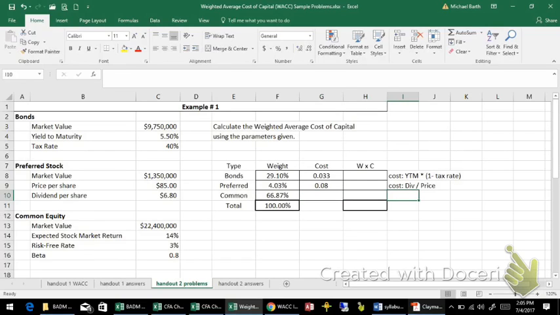For the cost of common equity, I can use the capital asset pricing model. I got an expected total stock market return of 14%, a risk-free rate of 3%, a beta of 0.8. So the cost would be the risk-free rate plus the market risk premium, which is the stock market return minus the risk-free rate, times the beta. Okay.